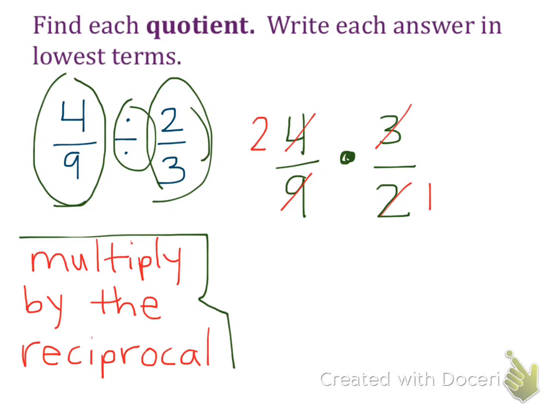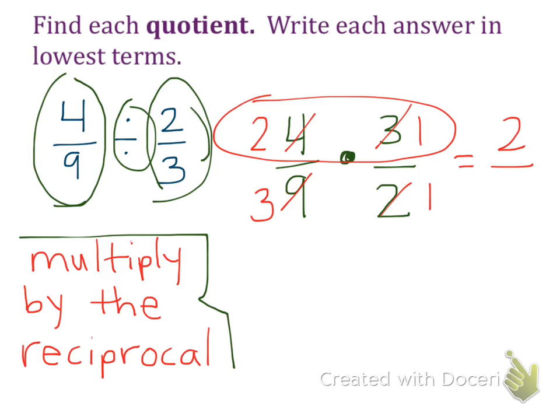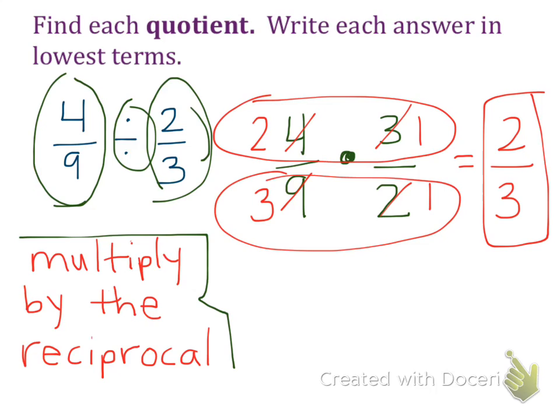9 and 3, a common factor would be 3. So you divide both by 3, that's 1. 9 divided by 3 is 3. So you multiply the tops to get 2. Multiply the bottoms and you get 3. It already is in lowest terms, so that would be my final answer to this division problem, 2/3.